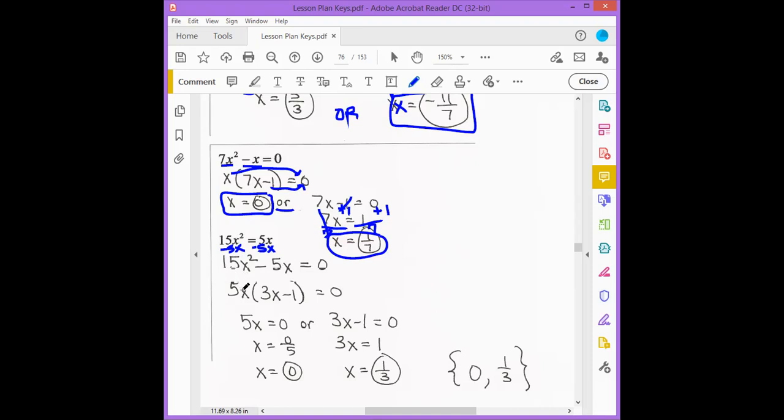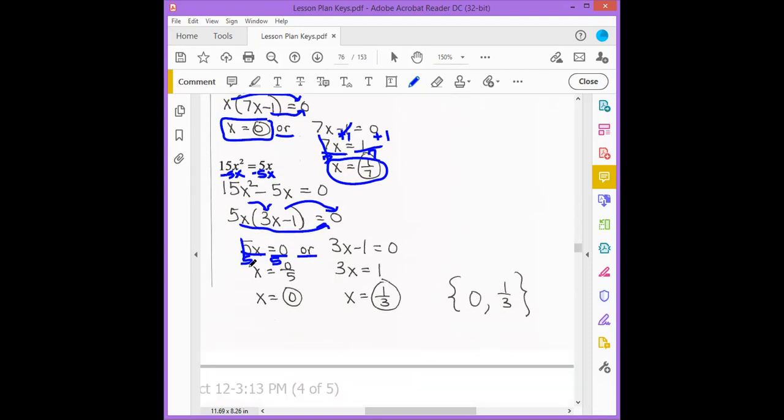When we factor 5x from 15x squared, we get 3x in parentheses. And when we factor 5x from minus 5x, we get minus 1 in parentheses. Now we'll set both of these factors equal to 0 and solve. So 5x equals 0 or 3x minus 1 equals 0. So with our equation on the left, we're going to divide both sides by 5. We'll get x equals 0 over 5 or 0.